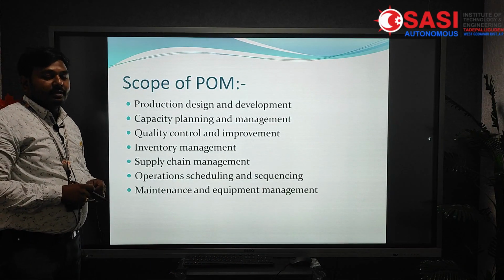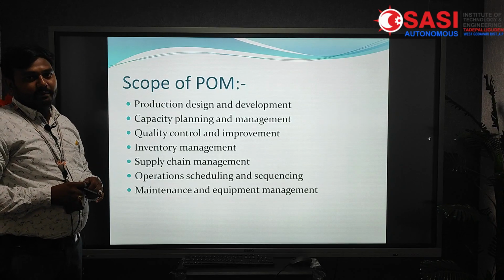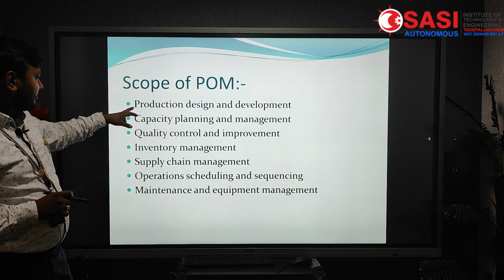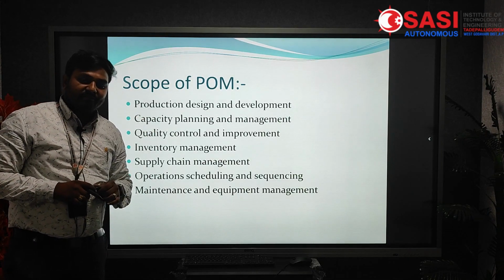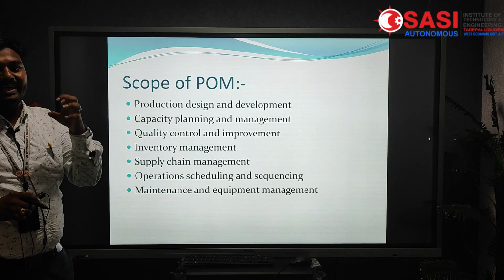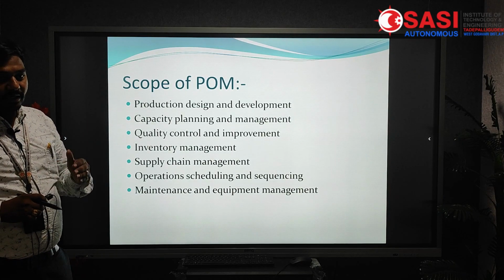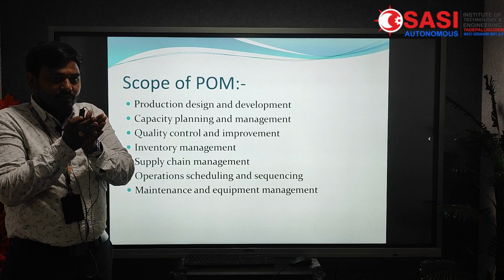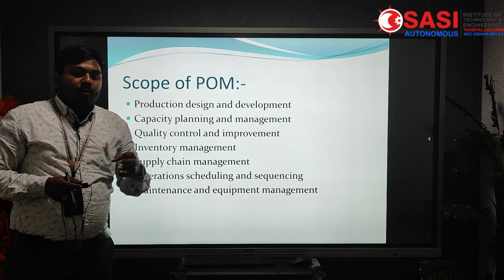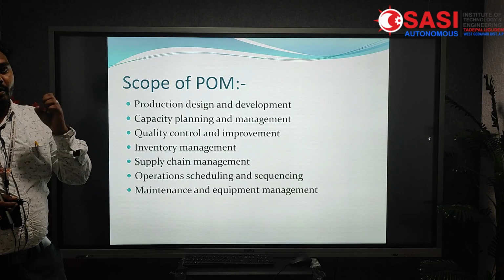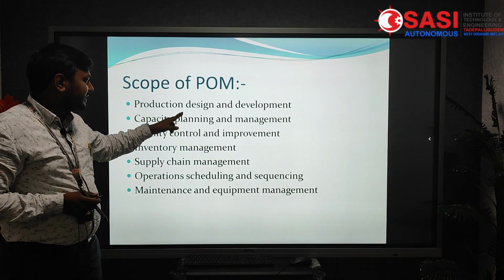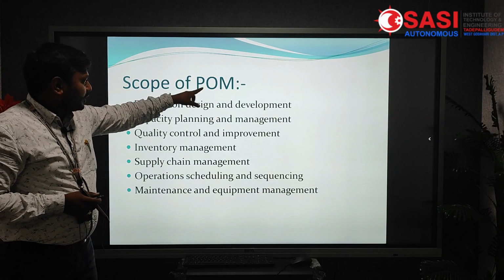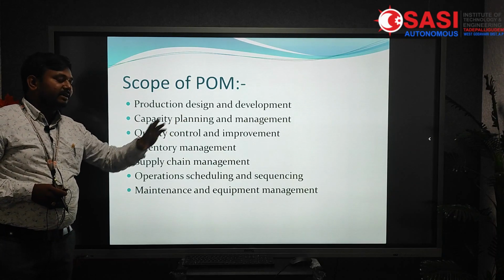And you can see here the scope of the production and operations management, which areas it is going to focus on. Here the first one is product design and development. Every product will be demanded based on their specifications and features as well. When the particular product is not in a proper design, the products or the services may not be demanded by the people. Here the development of the product design will be covered under the production and operations management, as well as the capacity planning and the management.